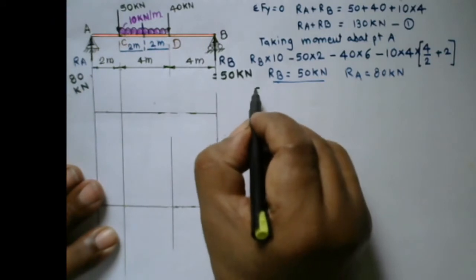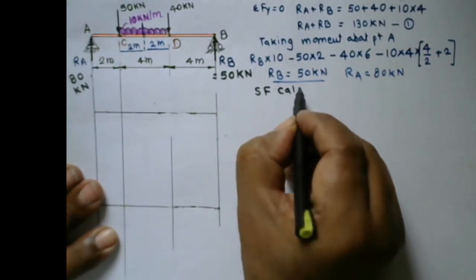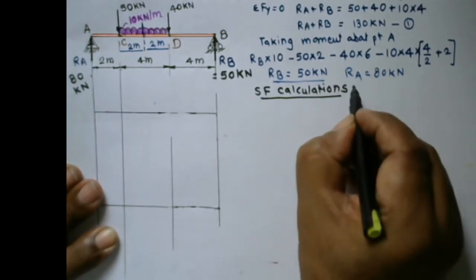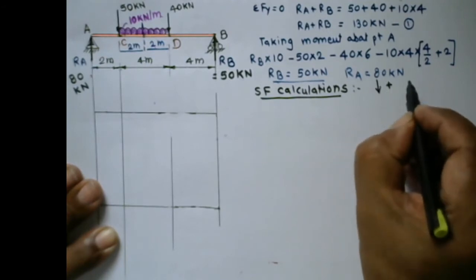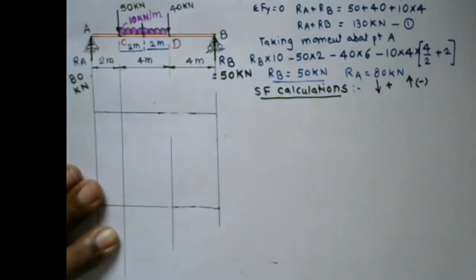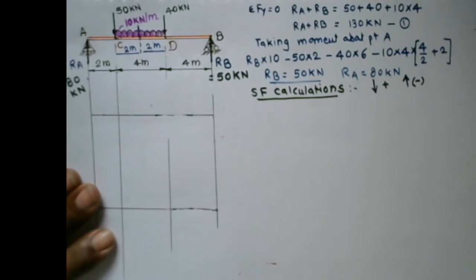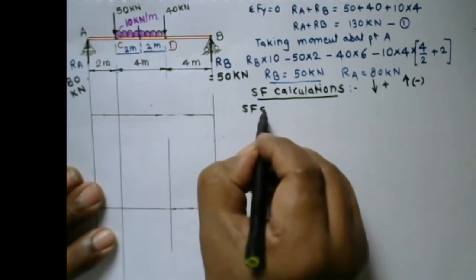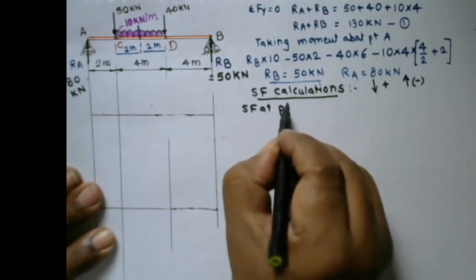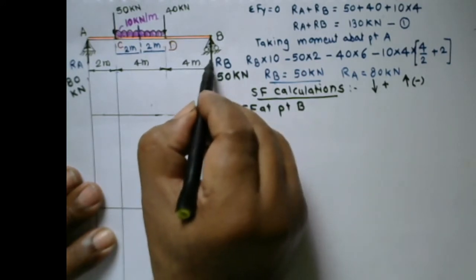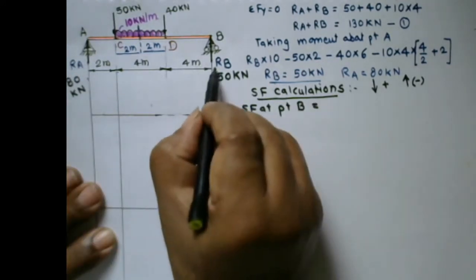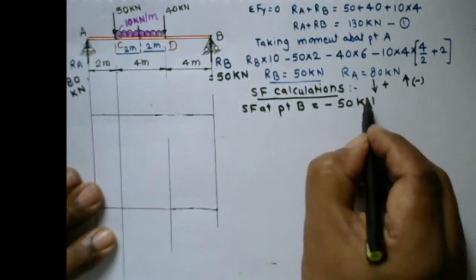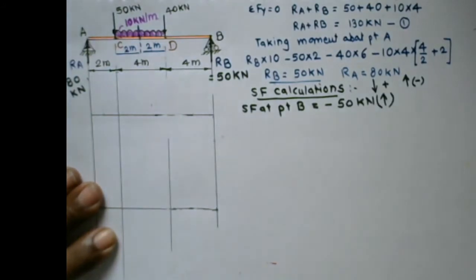Now shear force calculations. To calculate the shear force, first we have to decide the sign conventions. Downward force positive, upward force negative. So mark the shear force step by step. First we will take point B, and we are going from right to left. So at B it goes in the upward side, so with sign convention, minus 50 kilonewton force is acting here. You may show it in brackets in this manner also.